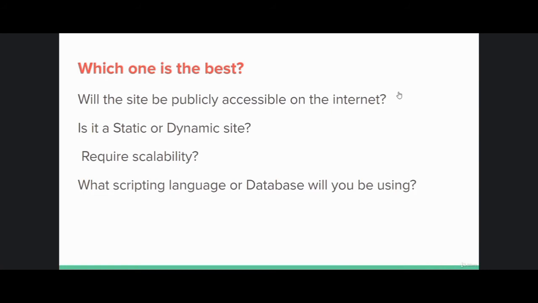What type of programming technologies will this site require? For example, will this be a database driven dynamic website? If so, will it require PHP and MySQL, or Microsoft based languages such as ASP or ASP.NET? These are very important considerations before making a decision. So, let's start with the first scenario.